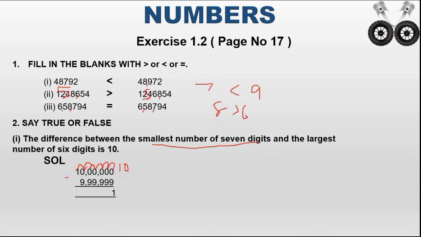So 10 minus 9, the digit is 1, remaining all are 9. 9 minus 9, 0. 9 minus 9, 0. Every digit is 0. So what is the solution I am getting here? 1. But what is given in the statement? The answer is 10. So the answer is false. I am getting the answer as 1, so the statement which is given here is false.